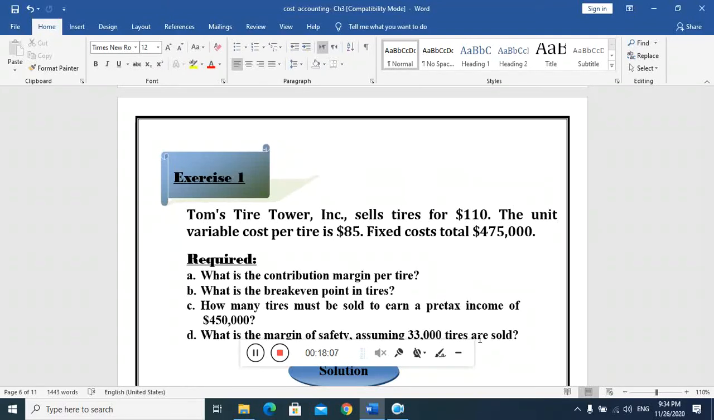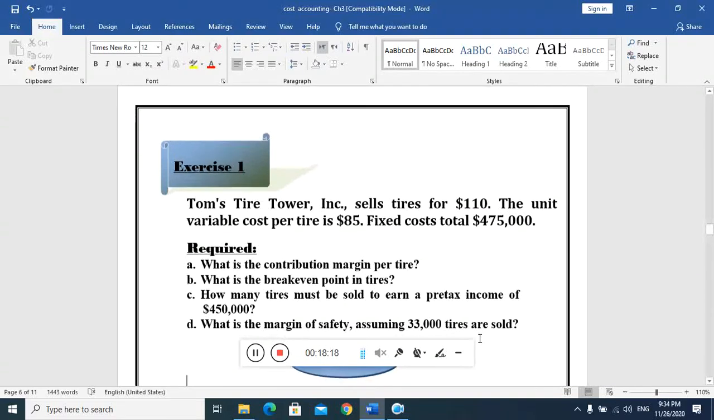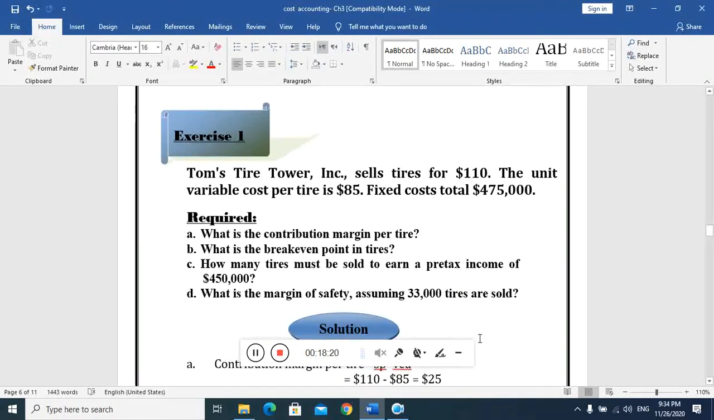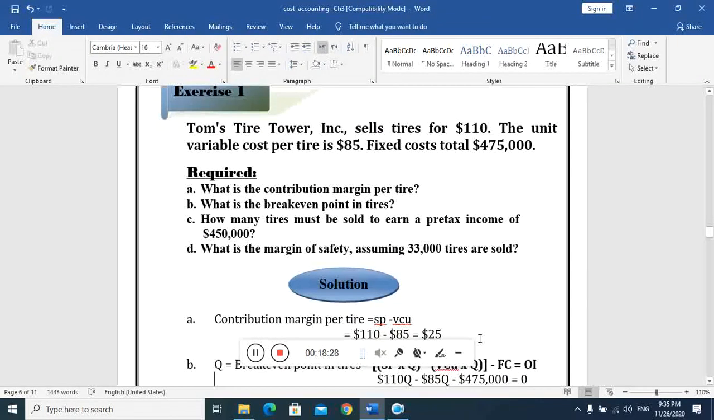B. What is the break-even point in tires? C. How many tires must be sold to earn pre-tax income of $450,000? D. What is the margin of safety assuming 33,000 tires are sold? Let's solve it. As we see here, he gave us the selling price, the variable cost per unit, and the total fixed cost.